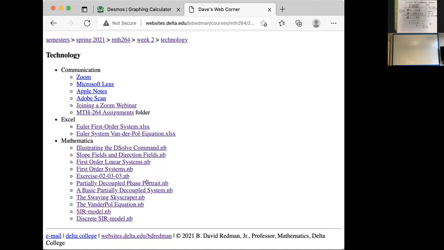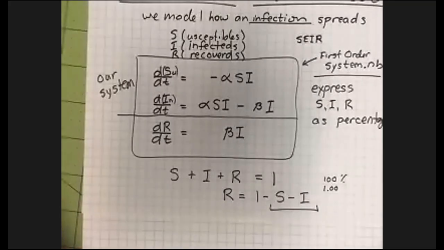I do also have a partially decoupled phase portrait. So I've got some other things about partially decoupled. The swaying skyscraper and Van der Pol's equation, those are beautiful numerical equations. I might show you the swaying skyscraper equation tomorrow in sample problems. But what I'm saying is you go and experiment with the SIR model. You could do it right now.